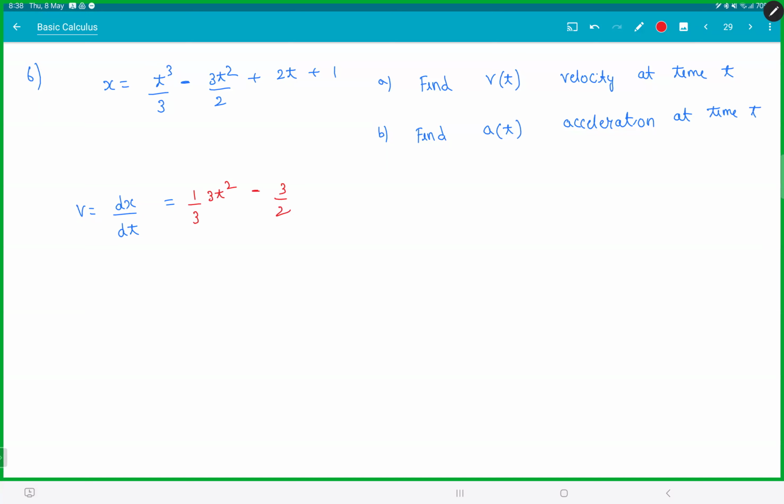3 by 2, what is t square ka differential? 2 into t. 2t ka differential. 2 will come outside. dt by dt is 1. What is 1 ka differential? 0. It's a constant. Is this clear, everyone?